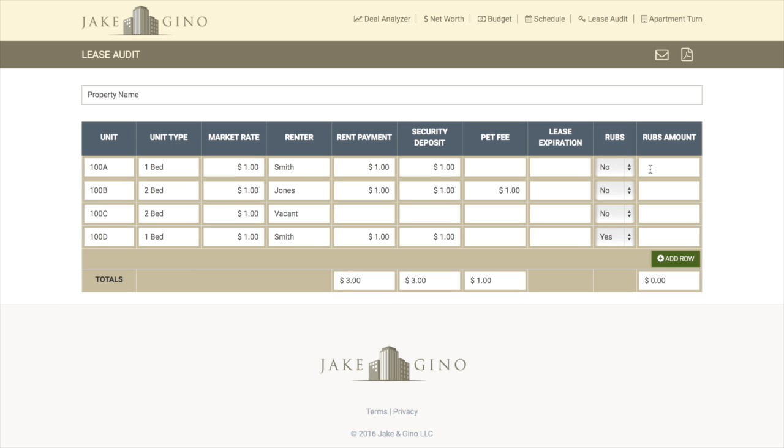This is really important because you want to compare apples to apples. If this doesn't match up with what the seller is giving you, then you go back to him and say, listen, 100A, Mr. Smith, you said he's giving me $500 in rent, but he's actually giving me $400. This sheet alone will save you a lot of time and a lot of money when you're buying a property.